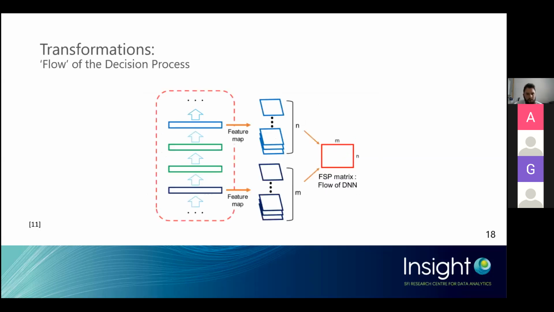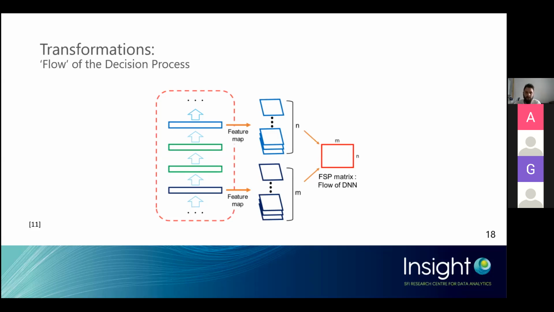And the last transformation I'll show is this idea of the flow of a decision process. The intuition here is that if you calculate a Gramian matrix between convolutional layers at different stages in the network, this can represent the flow or the relationship between these layers. So if you calculate a Gramian matrix between the third layer of your network and the seventh layer, somehow you're capturing the decision process or the change that happens over that section of the network. In their paper, they call it an FSP matrix.